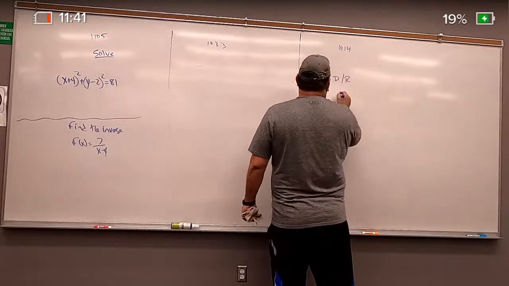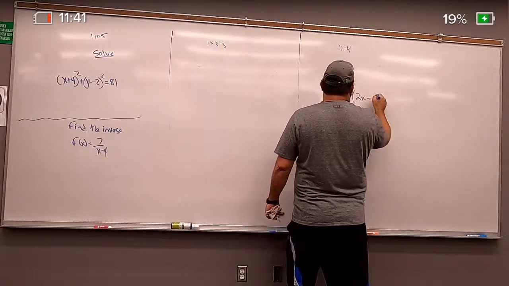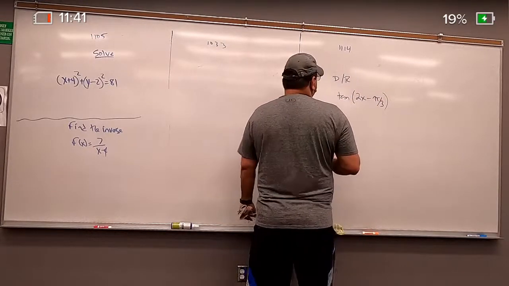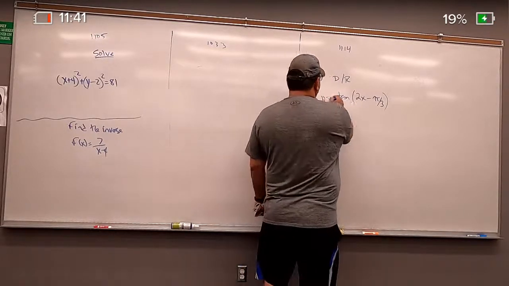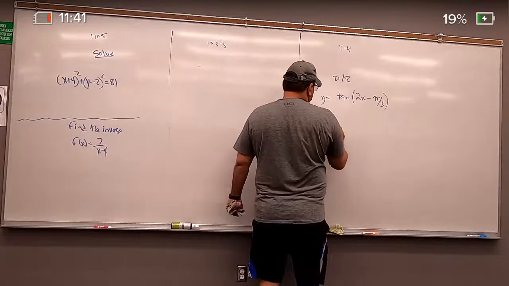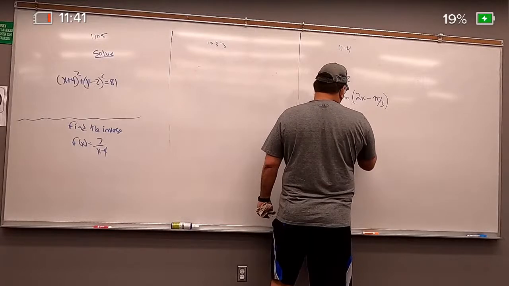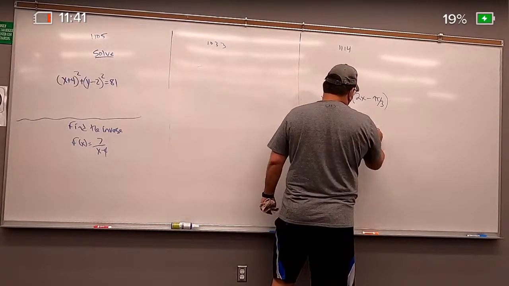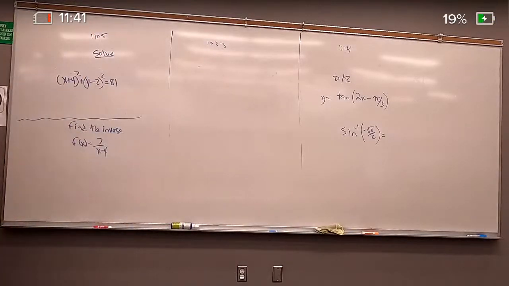Find the domain and range of tangent 2x minus pi over 3. And then arc sine equals negative square root of 3/2 equals what?